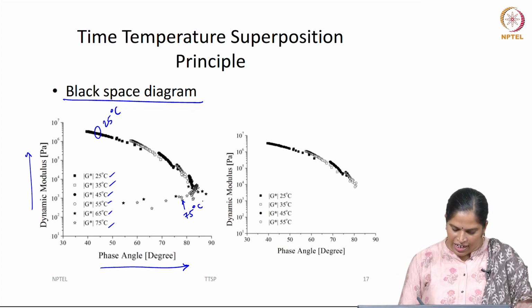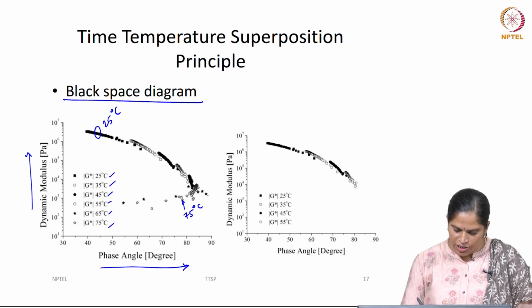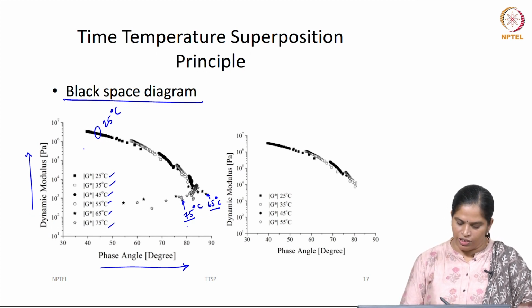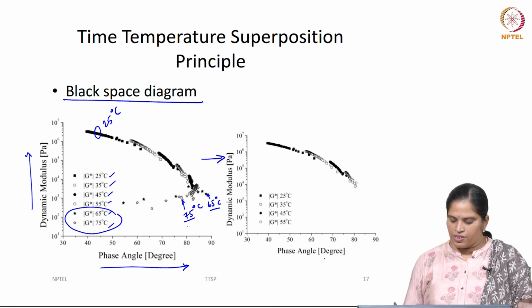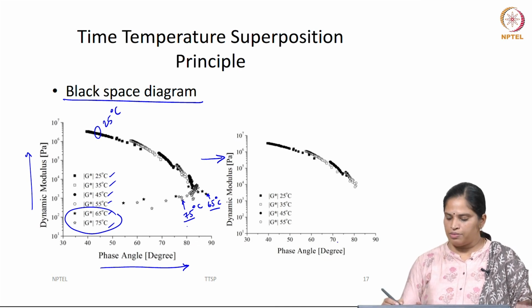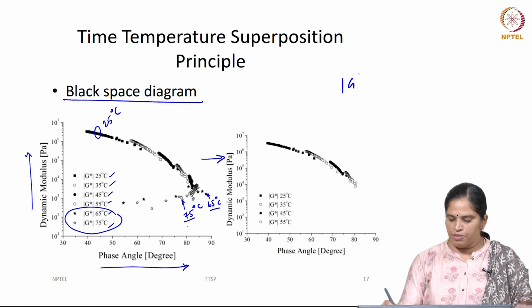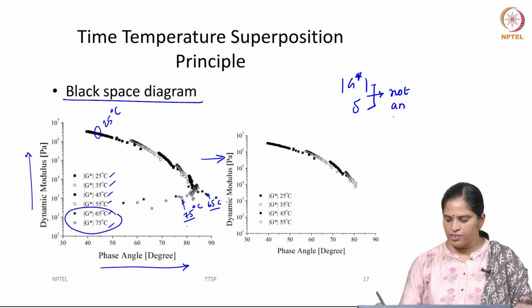Now, for this case, the 65 degrees Celsius data and 75 degrees Celsius data do not follow a smooth trend. Once you remove the 65 and 75 degrees Celsius data, you can see a smooth trend in the dynamic modulus and phase angle data. This is based on the concept that dynamic modulus and phase angle are not independent functions. We already saw this.